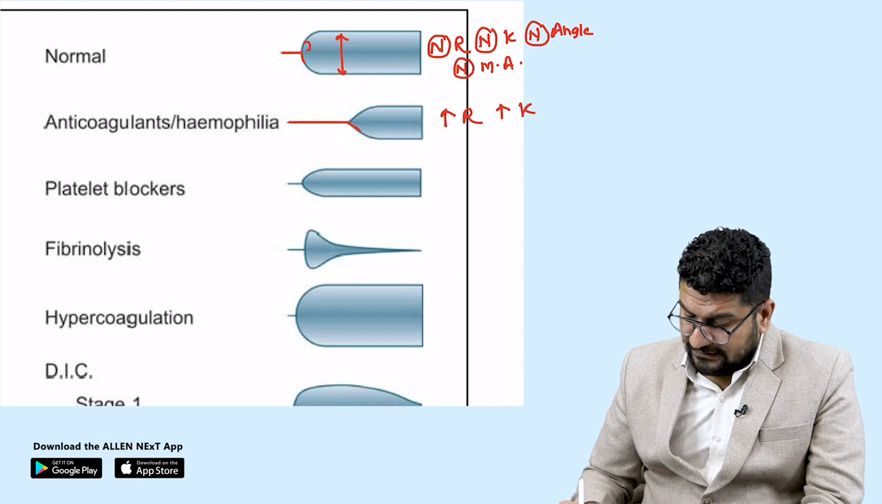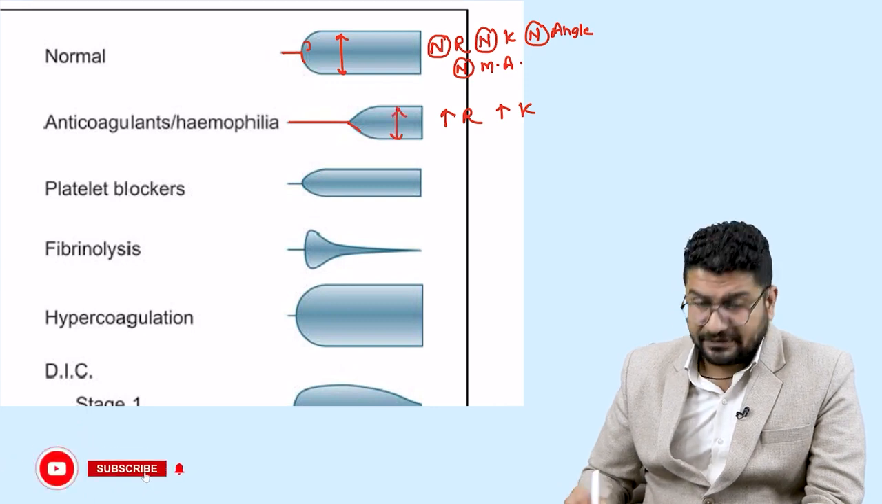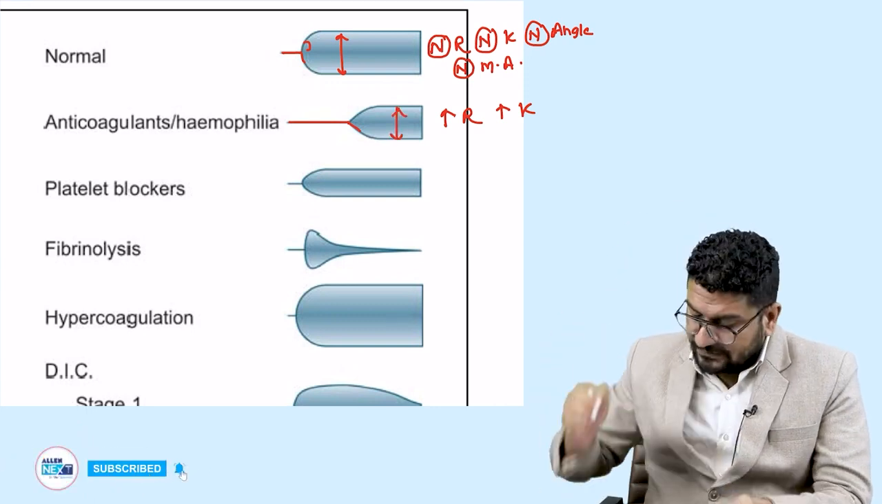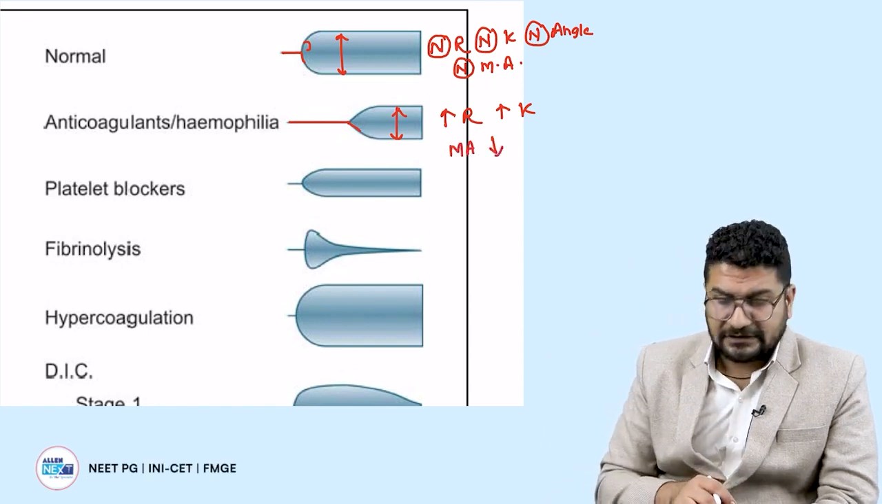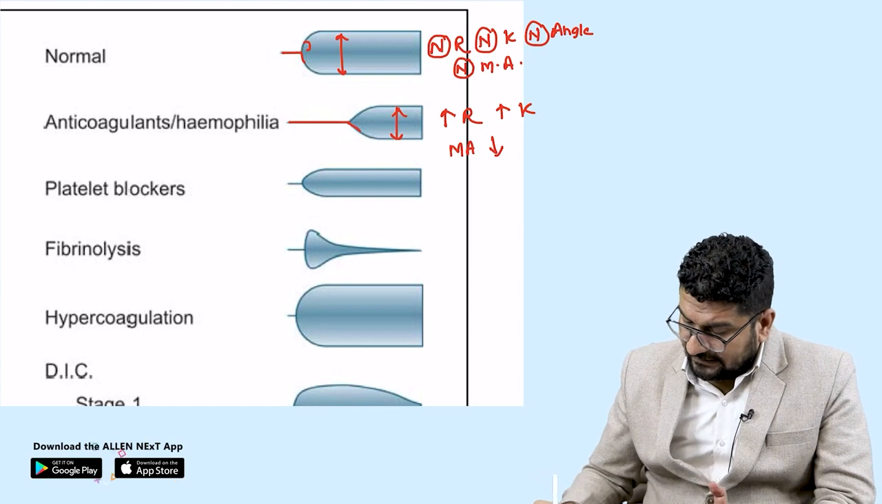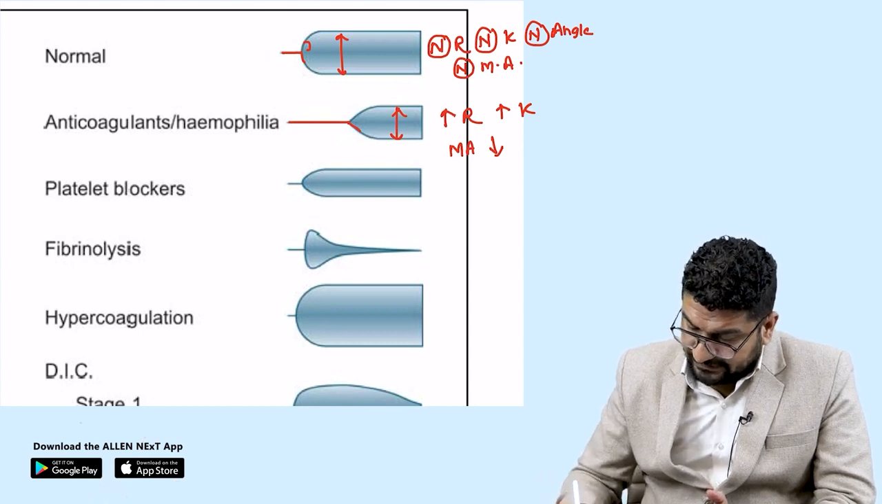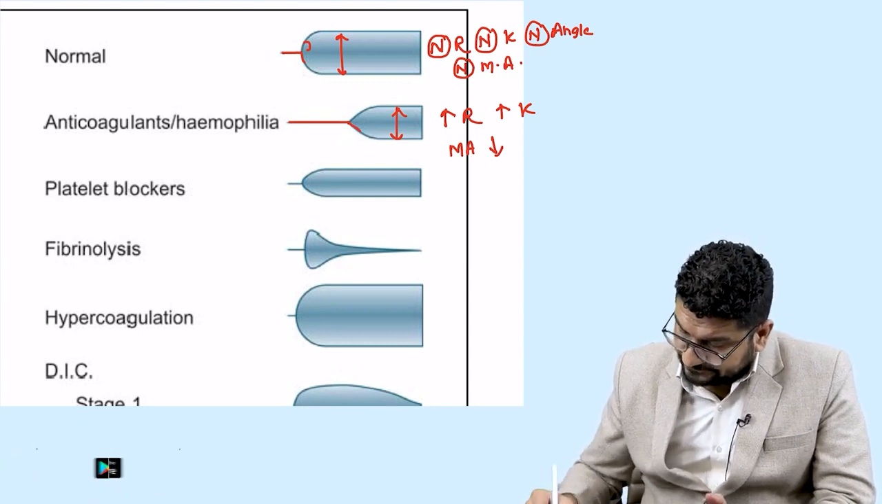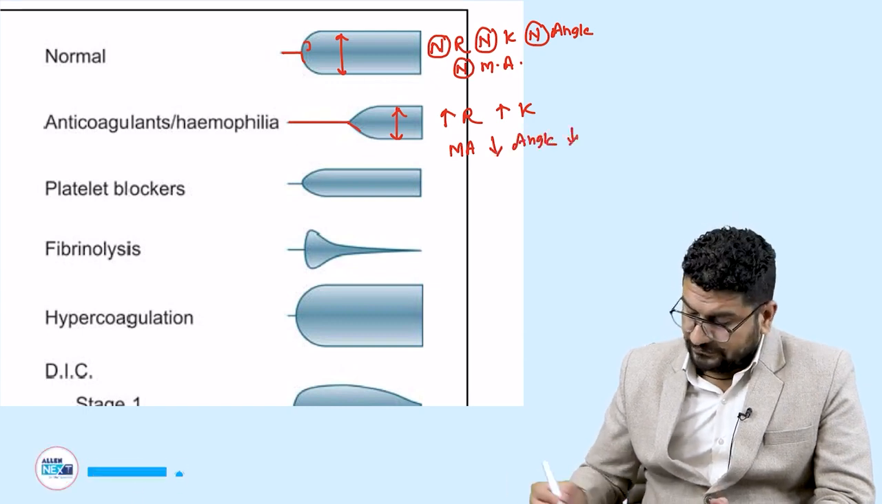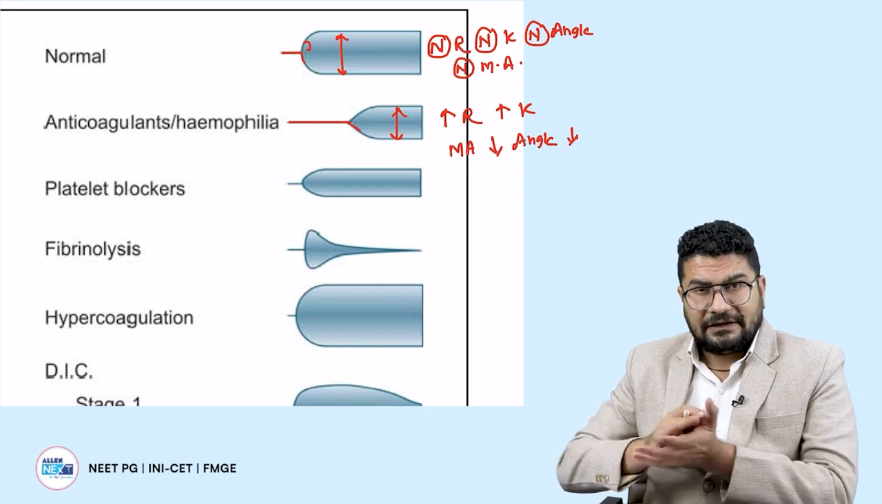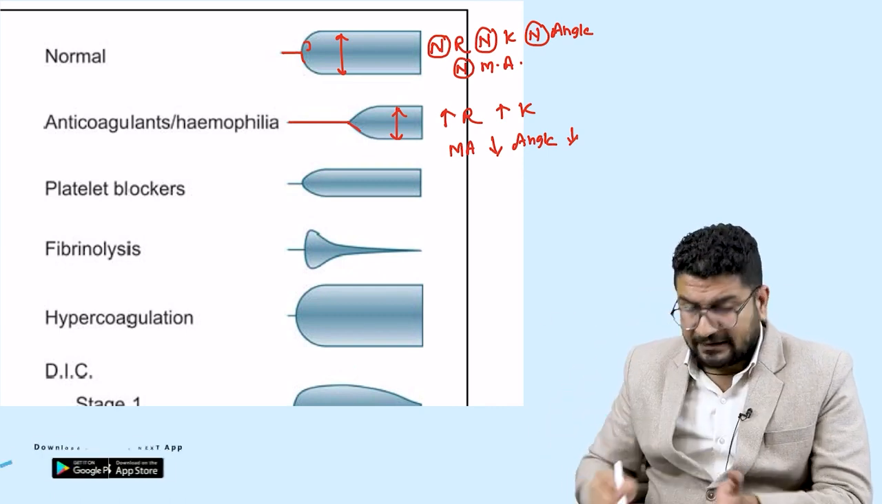अगर आप देखोगे MA, maximal amplitude, ये उतना नहीं अचीव हो रहा है, so maximal amplitude will be less. Clear? And alpha angle is also reduced. So आपको पूरी चीज़ें नहीं देखनी, just you need to focus on the graph. So R time बढ़ गया.